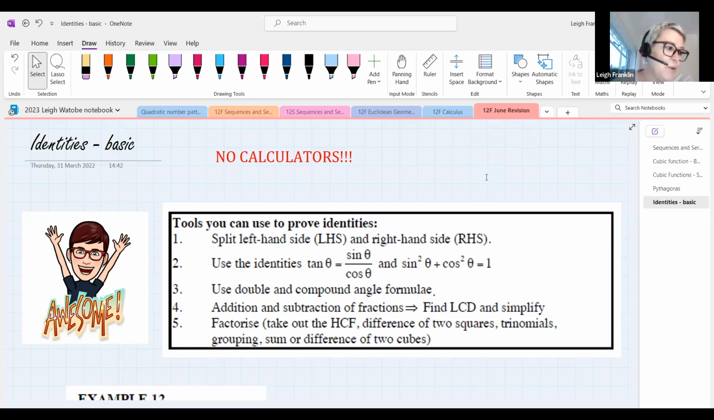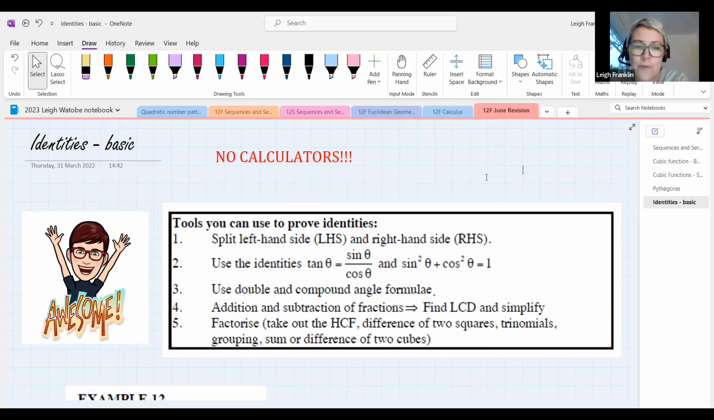No doubt your teachers would have been through this with you before, but just to go through some helpful, handy hints before you get started, please do take a screenshot of the tools you can use to prove identities, and you can use that later on.